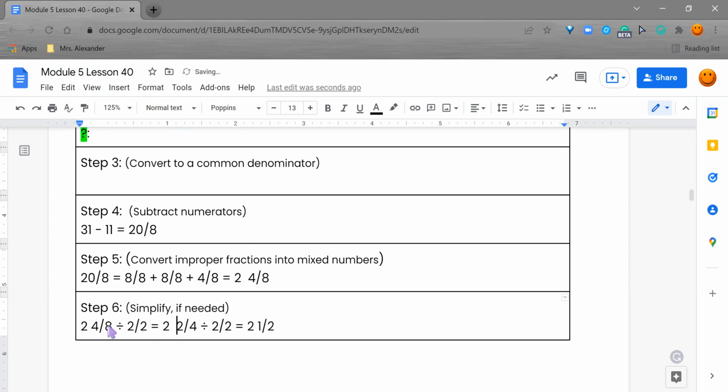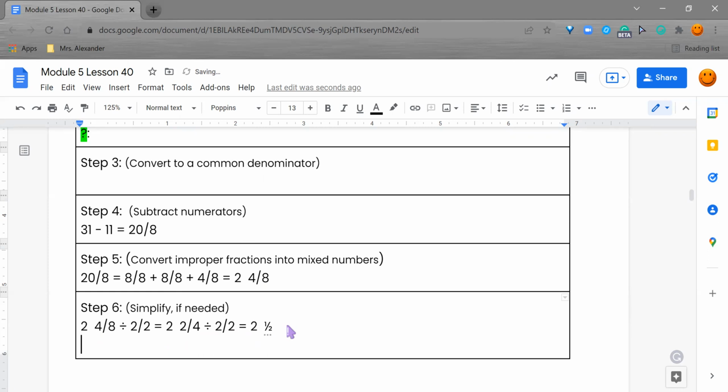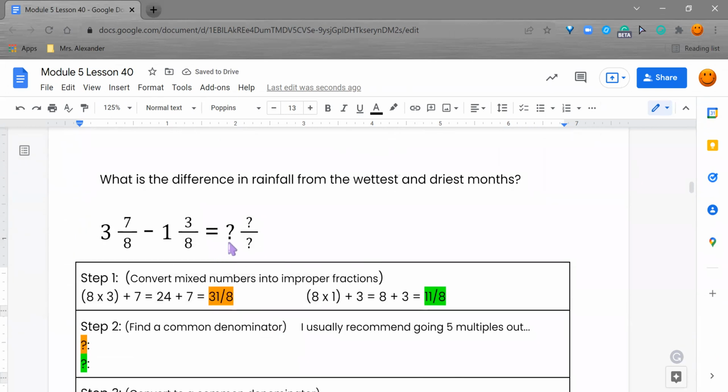But the problem is, you guys, well, there is no problem. It is the answer. Some of you might have seen it this way. I have 2 and 4/8. And we're going to divide. Instead of dividing by 2, we could have just divided by 4 if you knew that 4 went into 4 and 8. And so we'd have our 2, and 4 goes into 4 1 time, and 4 into 8 goes 2. So it depends on how you saw it to how you got your answer. Either way works. So right up here, the difference is 2 1/2 of rainfall.